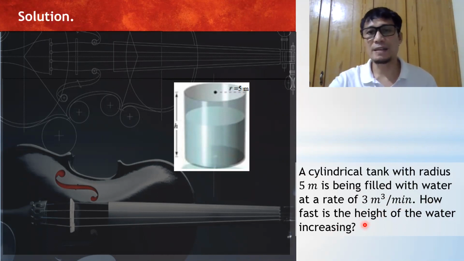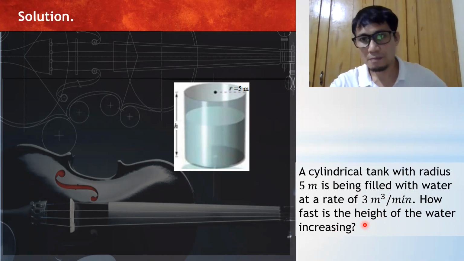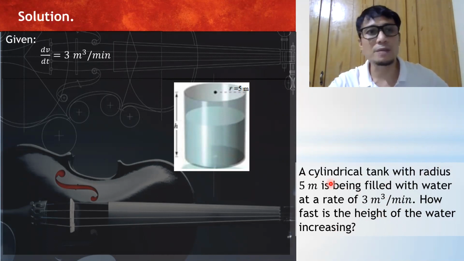First, let's assign some notations for the quantities here. We have the radius, so we denote that by r. That's actually our first given there. Radius or r is 5 meters.